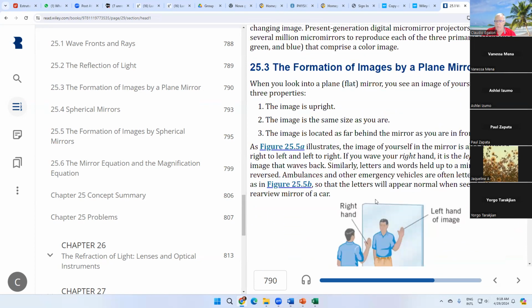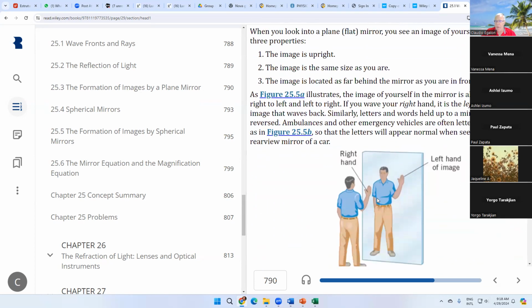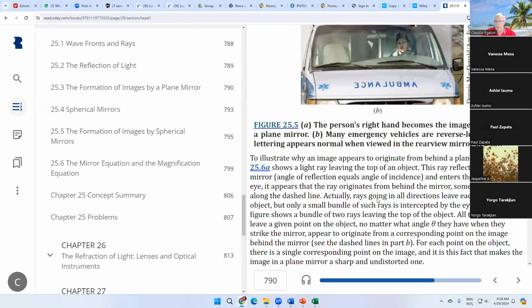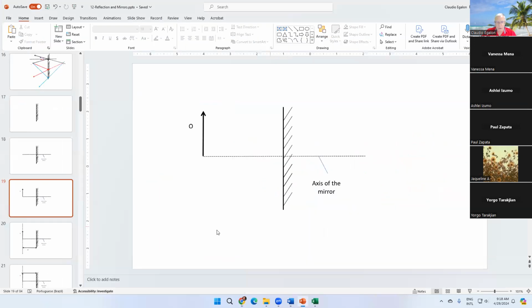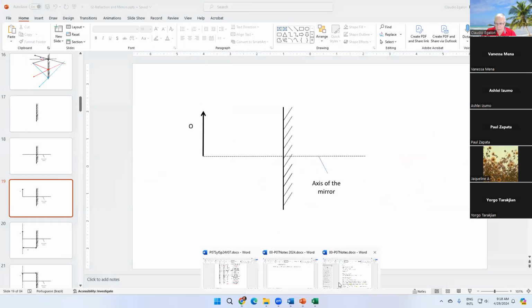Formation of an image by a planar mirror. Here you go. Here's my extended object. And here's the image of the extended object. This image behind the mirror is called the virtual image. So let's write that down.